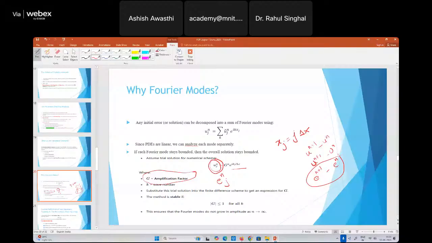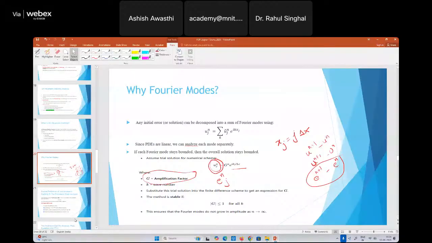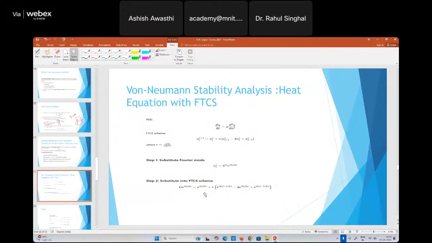So here it is used. Okay, now let us do this von Neumann stability analysis for the heat equation. Why have I taken the heat equation? Again, it is the simplest form. You can make various schemes. Here I have used FTCS. FTCS means forward in time, centered in space.